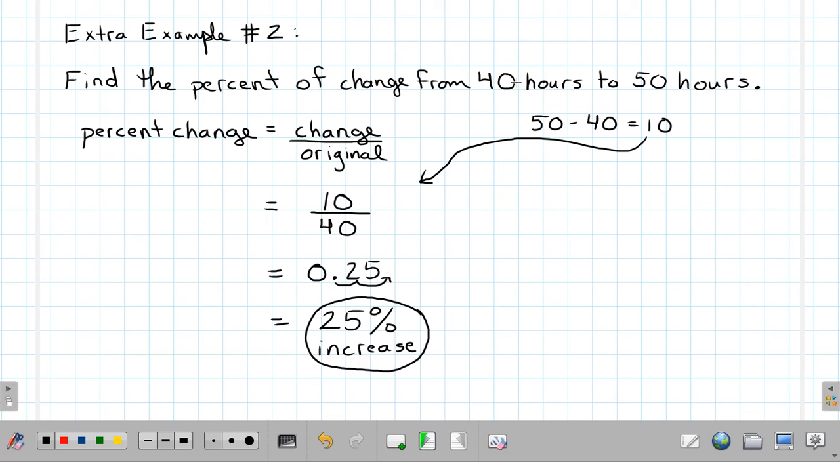And once again, kind of makes sense here. 25% increase, well, we went from 40 to 50. If we increased it by 50%, we would be going from 40 to 60. So in this case, it's kind of split the difference there. Half of 50 is 25%. So it makes sense that we increase by 10 hours, okay?